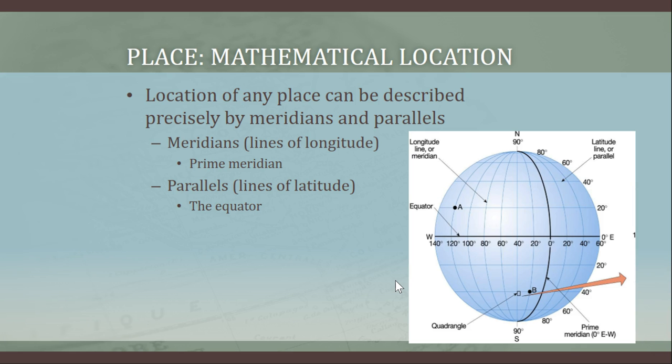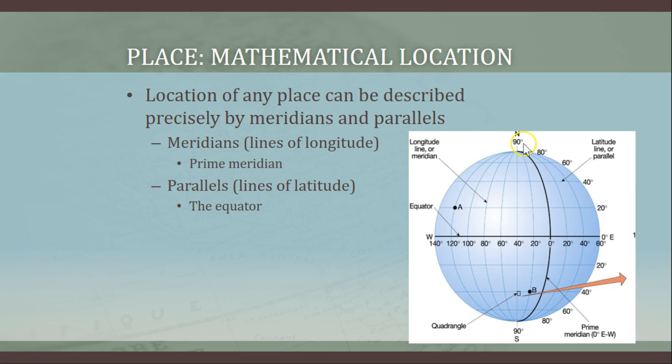Location of any place can be described very accurately, very precisely by meridians and parallels. Meridians are lines of longitude. These are the great circles that will divide the Earth, and 0 is the prime meridian. Then we have our parallels, which are the lines of latitude. Only one of those is a great circle, and that's the equator. Great circles will divide the Earth directly in half. Small circles don't. So in lines of latitude, there's only one latitude line, 0, the equator, that will divide the Earth directly in half. Everything else is a parallel slice off that.